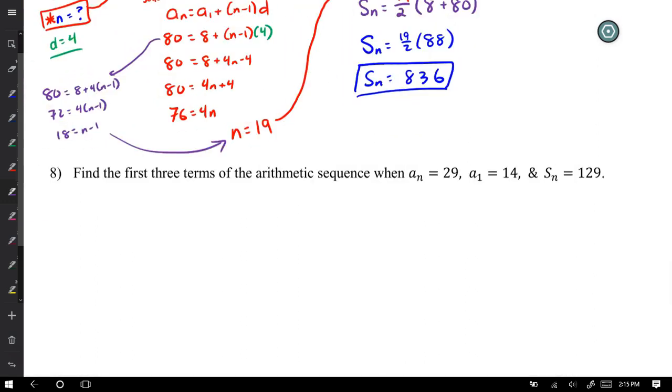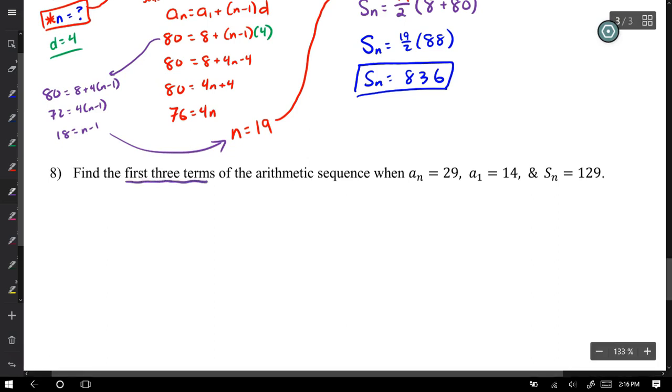Find the first 3 terms of the arithmetic sequence when a sub n is 29, a1 is 14, and s sub n is 129. So pay attention, always kind of analyze. We want to find the first three terms. So again, always figure out what you want to end with. I want to find a1, a2, a3, because it says sequence. I want to find the first three terms of that arithmetic sequence.